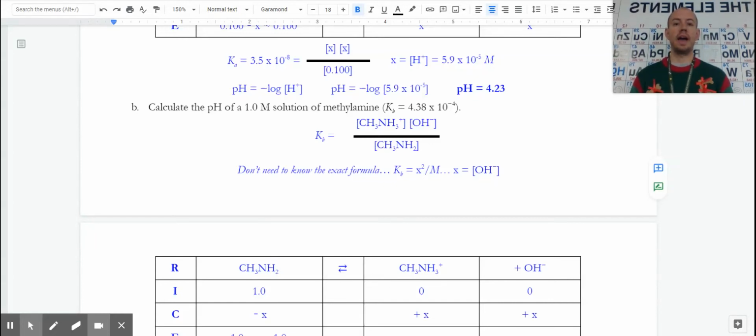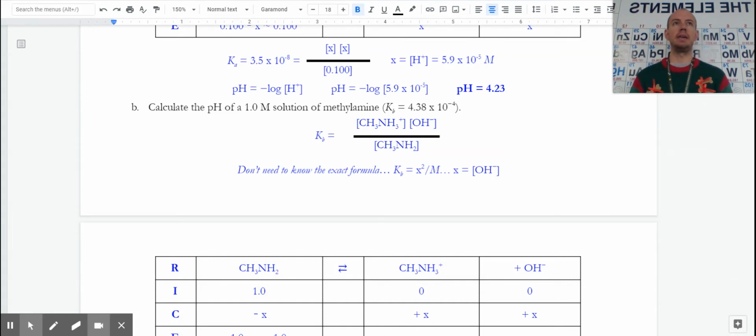On 4B, we have a base. It is methylamine. And you would be given the formula of this if you needed to know it. That's the formula right there. But with this, we could also just write this in terms of a generic equation. We've got a base, and then the base when it has gained a hydrogen plus ion.